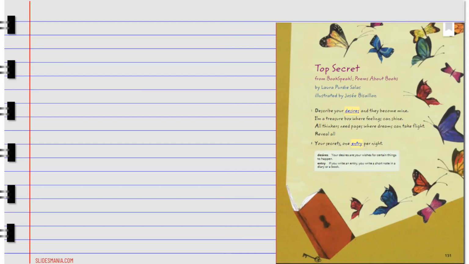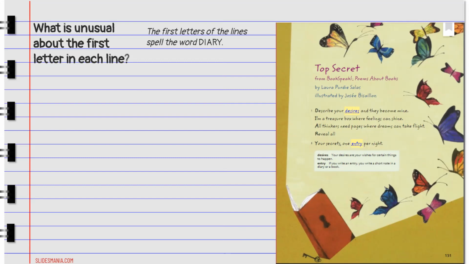The word desires. Your desires are your wishes for certain things to happen. Entry. If you write an entry, you write a short note in a diary or notebook. Okay, so our first question for this poem is, what is unusual about the first letter in each line? And I told you that the first letter in each line spells out the word diary. So the first letter of each line spells the word diary.